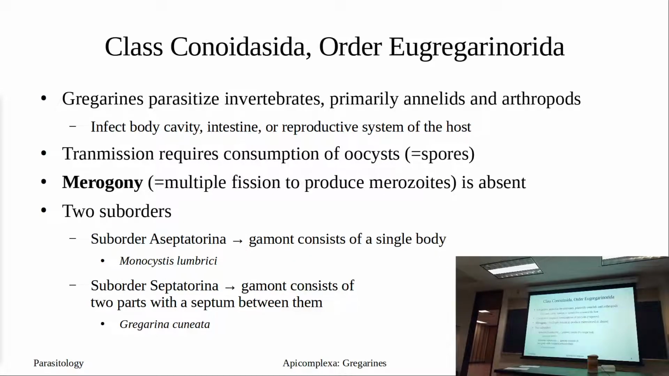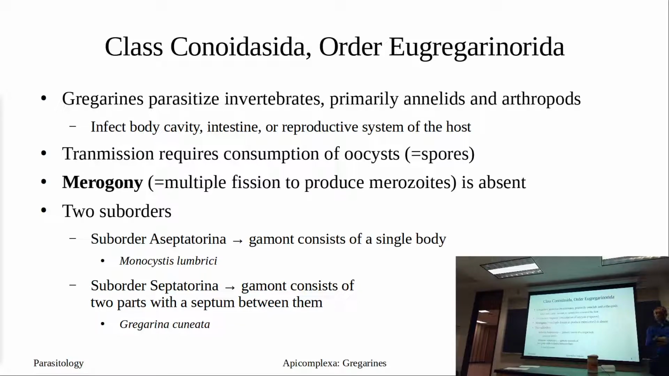All right, so we're going to start in the class Conoidacida. Order Eugregorinorida. These are Gregorins. These are Gregorin parasites that infect invertebrates, primarily annelids and arthropods. So annelids are segmented worms, and then our arthropods are insects.